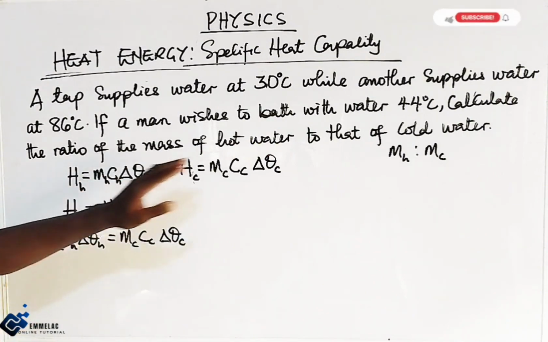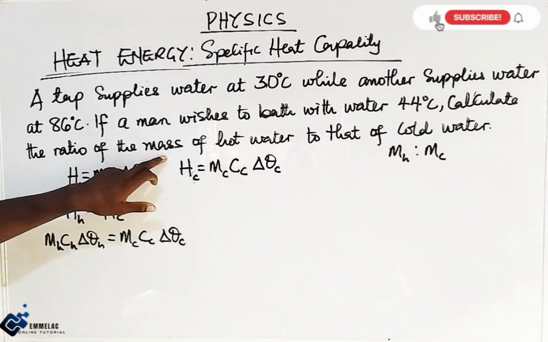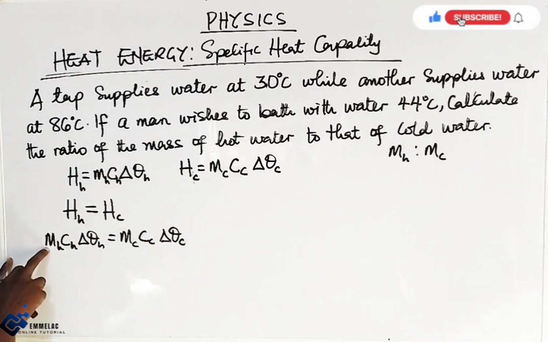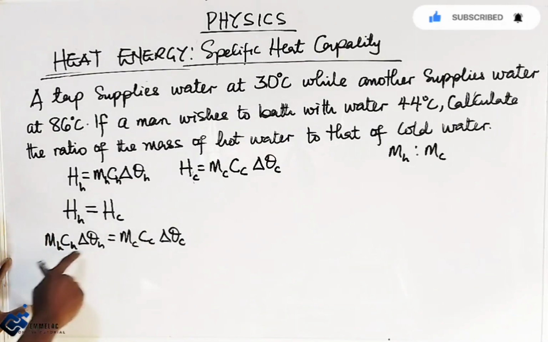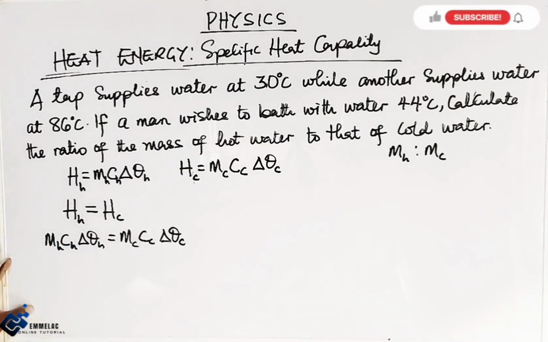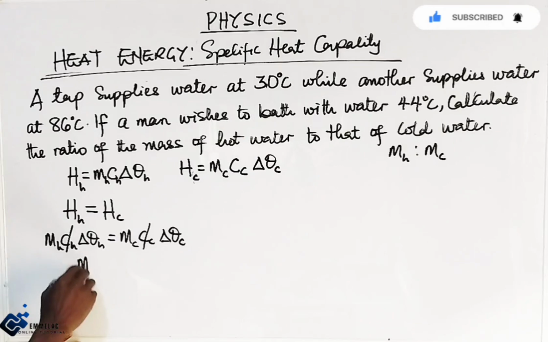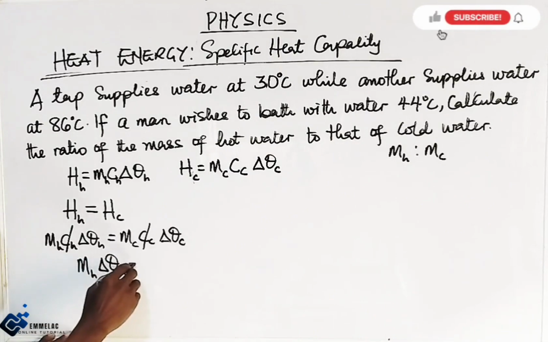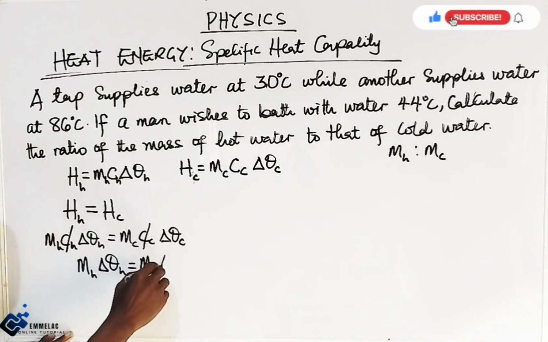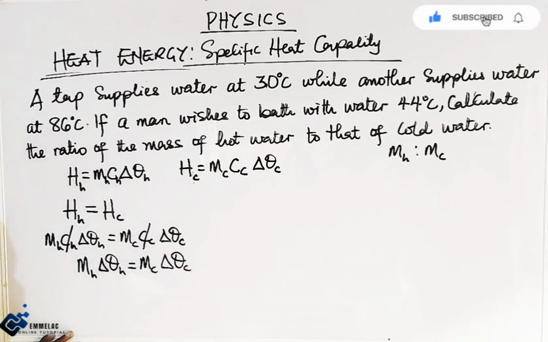Alright, now let us marry this equation together. Take note, we are told to find the ratio of the mass. So mass and mass is what we are actually looking for, the ratio. And take note that since we are dealing with water, it has the same specific heat capacity of 4200. In that case, we can eliminate it since they are the same, so that we won't bother ourselves. So we are left with MH, then change in theta for hot, equals MC, then change in theta for cold.